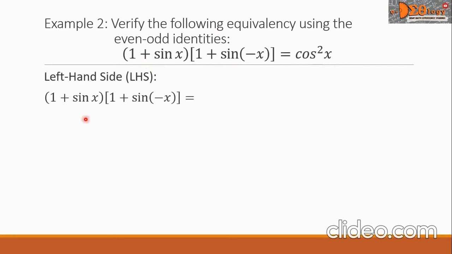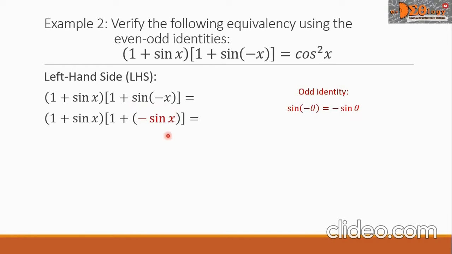I will copy again the left hand side here. There is a term here, the sine of negative x, to be simplified using the even-odd identities. From the odd identity, we have sine of negative theta equals negative sine theta. Using this idea, I will now simplify this sine of negative x. It is now replaced by negative sine x. And to simplify the plus and the minus, I will simply write minus. So the new left-hand side is 1 plus sine x times 1 minus sine x.